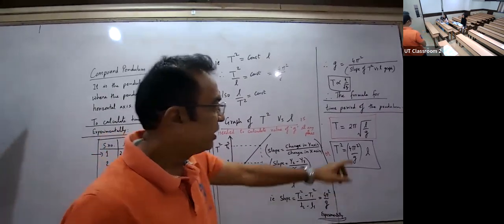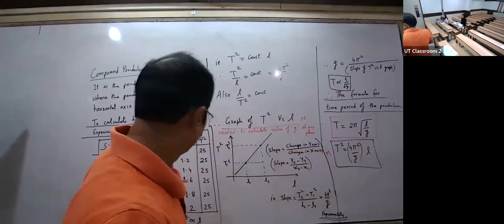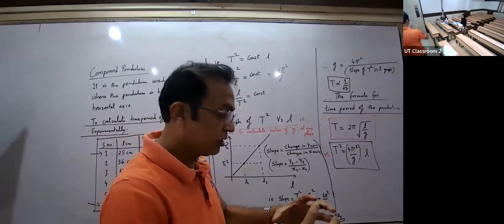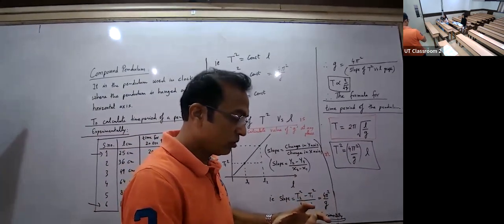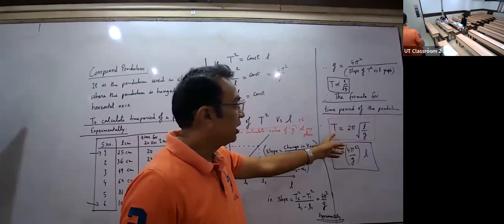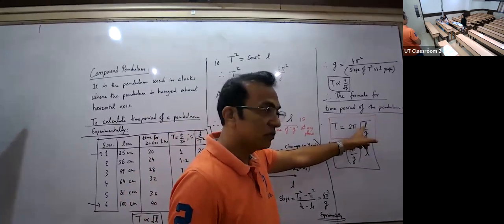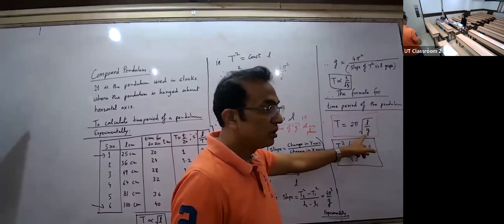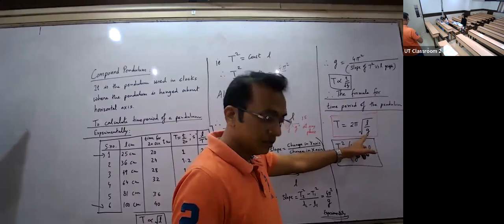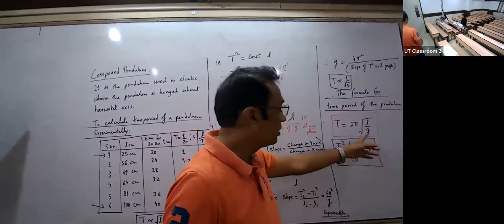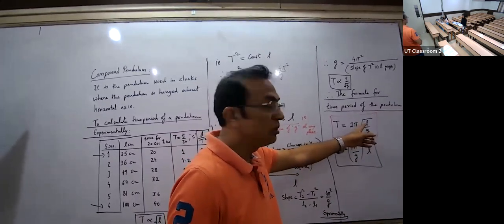Is it depending upon mass of the bob? No. So whether you have a bigger bob or a smaller bob, time period will not change. It will only change if the length of the pendulum changes or the gravity and the geography changes. Right? So at a given location, G remains constant. So the only variable is L.